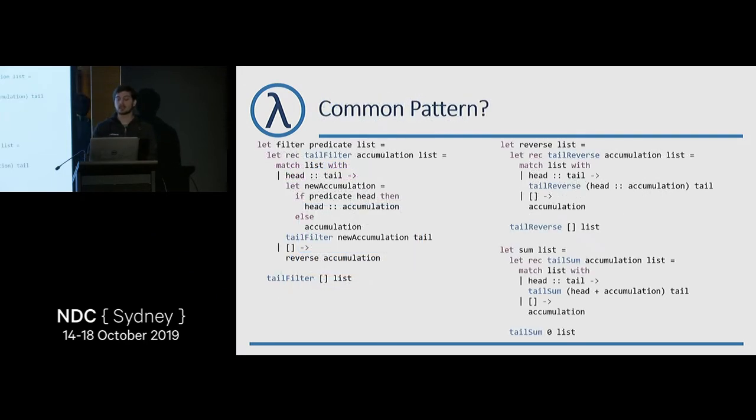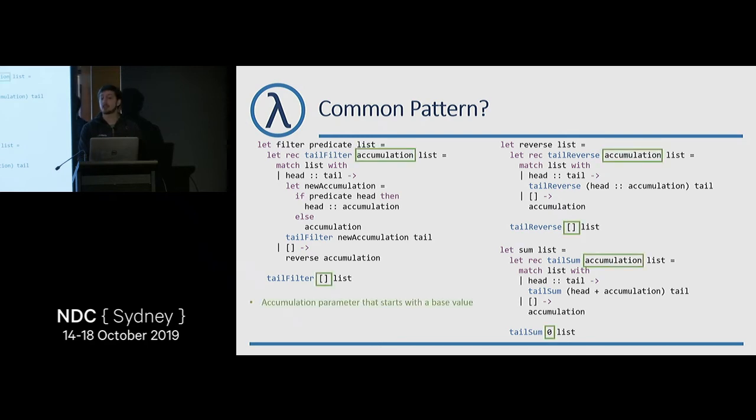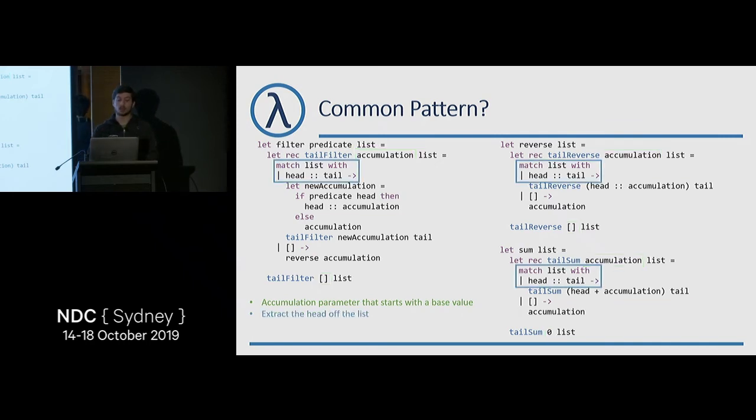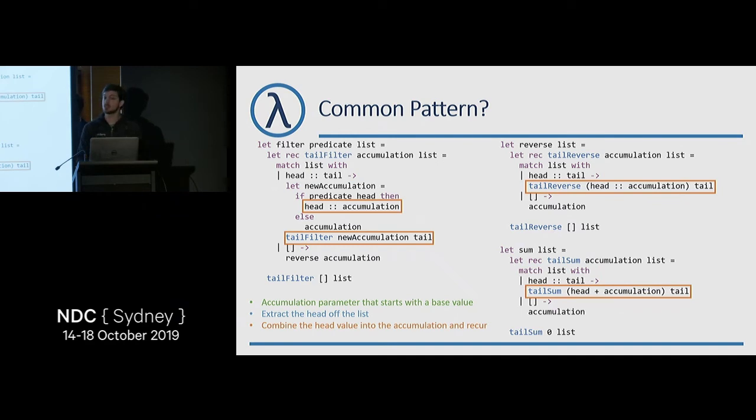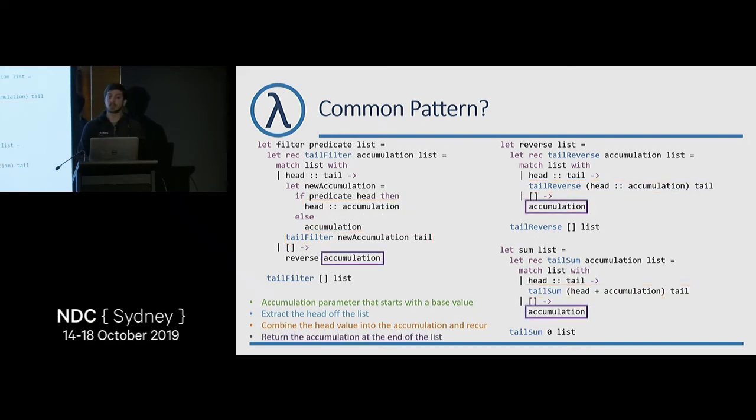Now, you may have recognized a very consistent pattern in all of our tail recursive functions with lists. Let's look more closely at the similarities. All three have an accumulation parameter that starts with a base value. All three extract the head off the list. All three combine that head value into the accumulation in some sort of way, and then pass that new accumulation forward into the tail recursive call to itself, and also pass in the tail. All three will return the accumulation when they reach the end of the list.